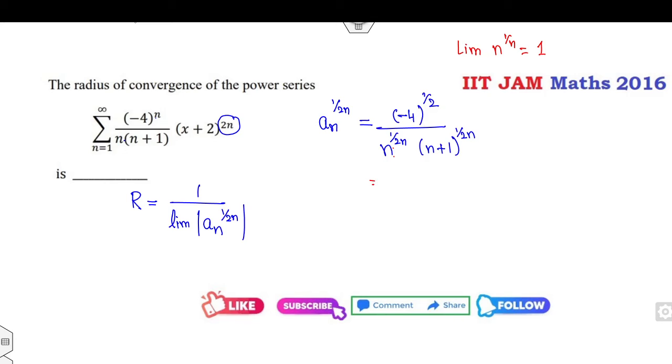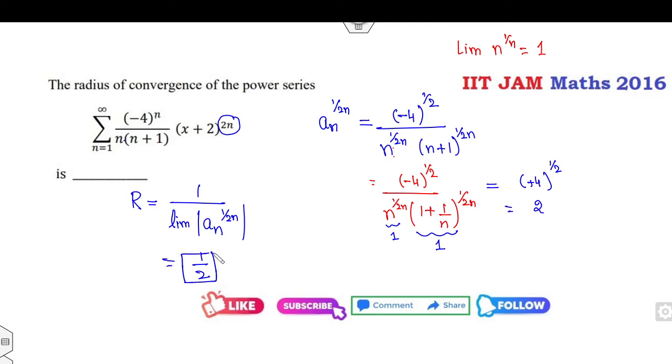1 as well. Fine. I can write this as minus 4 raised to power, taking n as common, n over 1 over 2n is common, 1 plus 1 over n raised to 1 over 2n. Now clearly this limit is 1 as n approaches infinity. This limit is also 1. So this expression is minus 4 raised to power 1 over 2. Fine, but we always need a positive value, so this number is positive, so that is 2. So I can substitute this answer. 1 over 2 is the right answer of this problem.